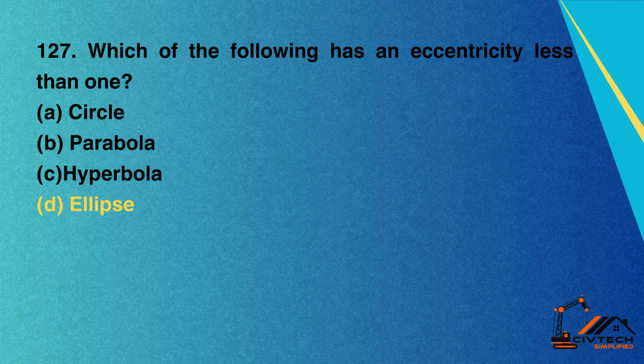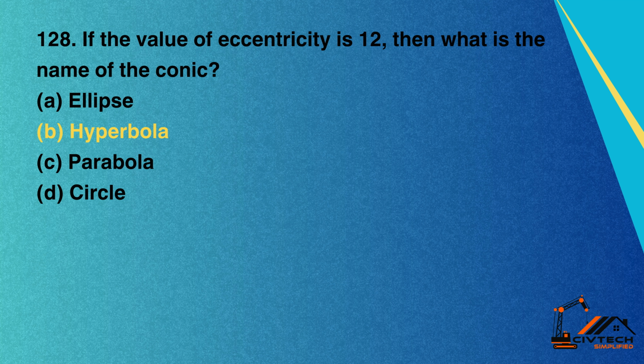127. Which of the following has an eccentricity less than 1? A. Circle. B. Parabola. C. Hyperbola. D. Ellipse. Correct option, D. Ellipse. 128. If the value of eccentricity is 1/2, then what is the name of the conic? A. Ellipse. B. Hyperbola. C. Parabola. D. Circle. Correct option, B.